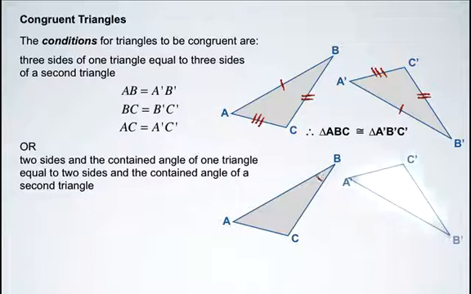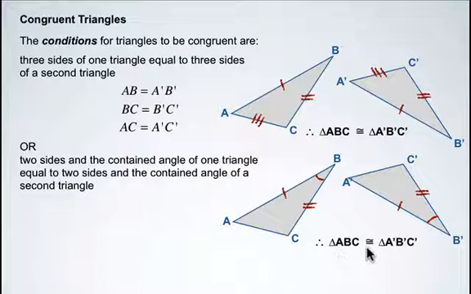So again, if we have our two triangles, ABC and A'B'C', and we'll bring in the congruent sides and congruent angles. So in this case, you can see that triangle ABC, we're going to say that it's congruent to triangle A'B'C' because side length AB is equal to A'B', this side, and this side.